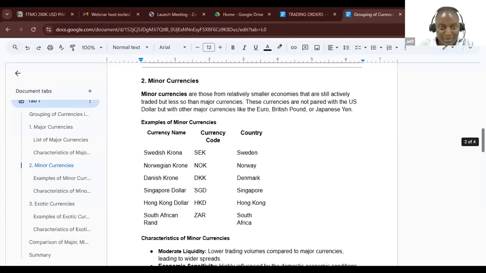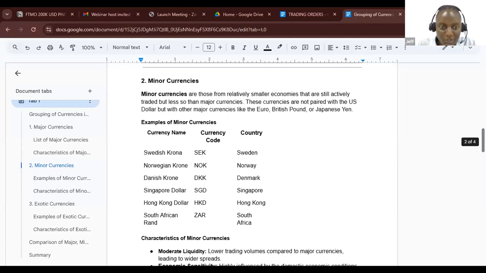So here we have a few examples of minor currencies. One, we have the Swedish krona. The currency code is SEK, and the country is Sweden. So Sweden's currency is known as the Swedish krona, and the code is SEK. So if you see SEK paired with something, maybe let's say USD/SEK, you know that you're trading the dollar against the Swedish krona.